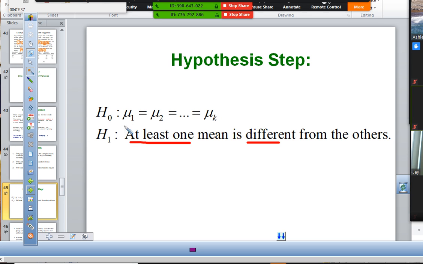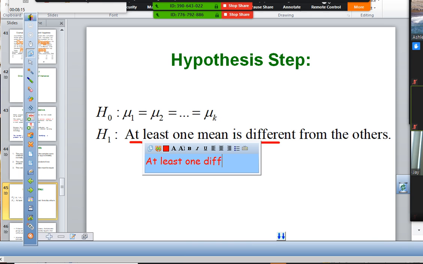Step 1. H0 is that all the means are equal. Remember, H0 is always equal. In this case, mu1 equals mu2 equals mu3 equals mu4. However many mu's you have, however many lists you have, they're all equal. So if you had 3 lists, you'd say mu1 equals mu2 equals mu3. If you had 4, you'd add in the equals mu4. H1 is at least one differs. That's all you need to write there. Keeping it simple.